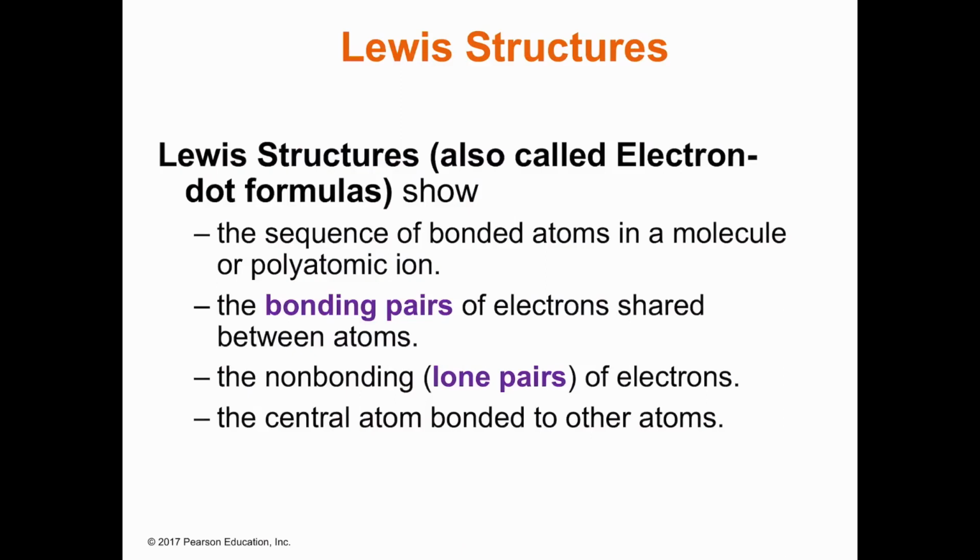So Lewis structures, drawing these Lewis structures will show the sequence of the bonded atoms in a molecule or polyatomic ion. They'll show how they're arranged, and they'll show the bonding pairs, so the electrons that are being shared between atoms. And they will also show lone pairs, so electrons that are not participating in bonding. And it'll show the central atom that's bonded to all of the other atoms. Okay, so these are all the different things that Lewis dot structures will show. Sometimes they're also called electron dot formulas. Lewis structures is a little more common, but just if you see that in your book. Again, we're going to go through lots of examples. You're going to get lots of practice.